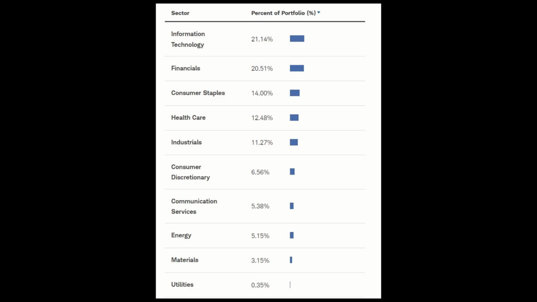And we can see that SCHD has pretty low and minimal allocations to those specific sectors, which I like to see because I think of SCHD as more of a dividend growth ETF and definitely focused on the dividend growth aspect of it rather than just the current dividend per se.